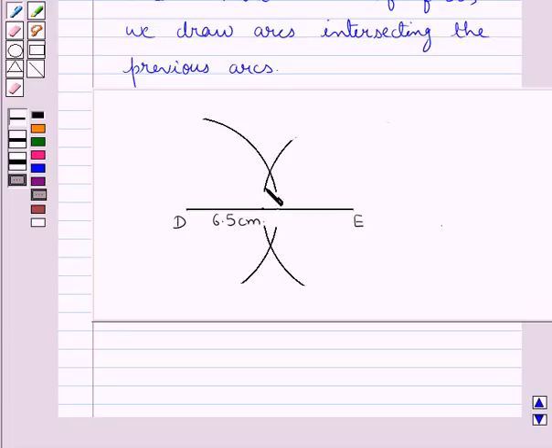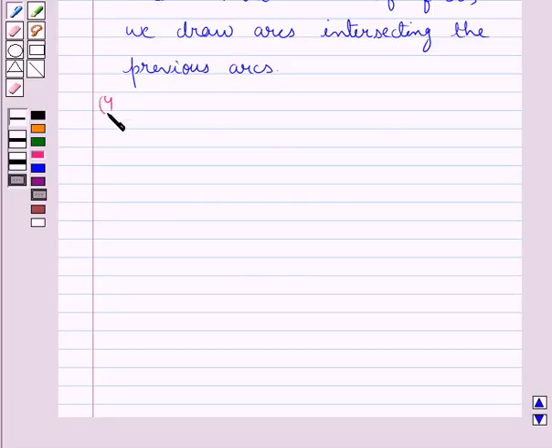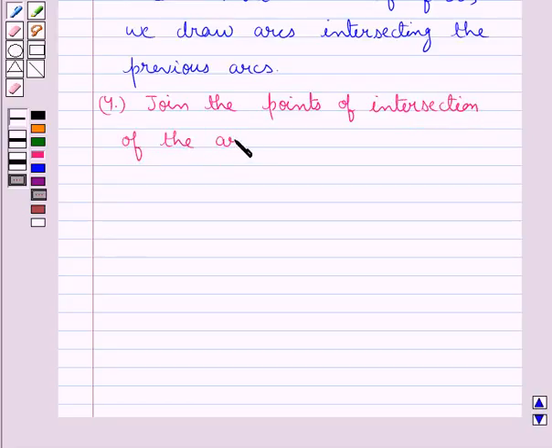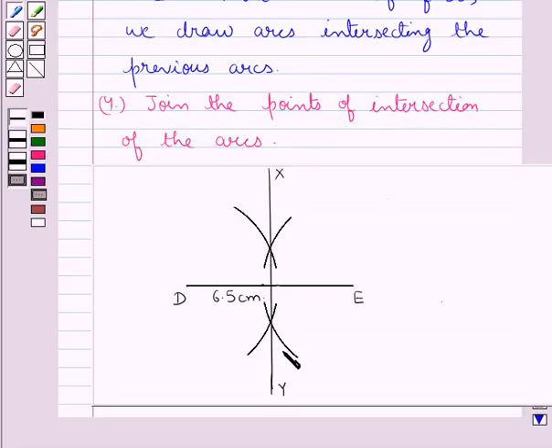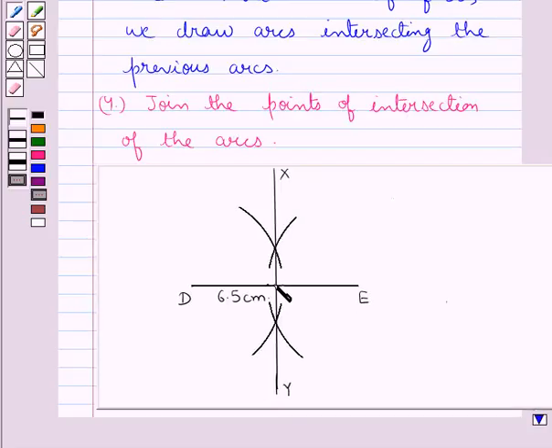Now in the next step, we join these points of intersection of the arcs. So our next step is, join the points of intersection of the arcs. So we have joined the points of intersection of the arcs and we have named this line as XY. This is the perpendicular bisector of the diagonal DE. Now let's mark this point as O.